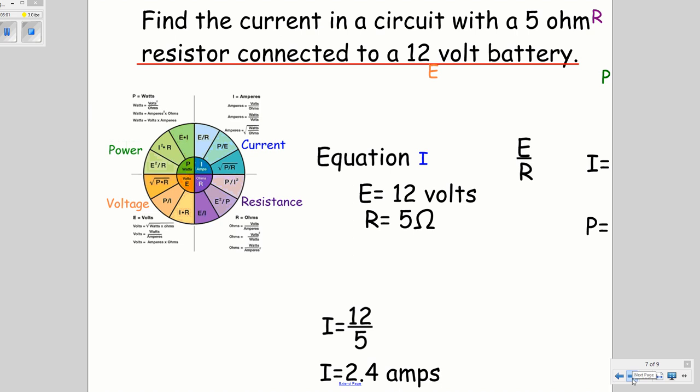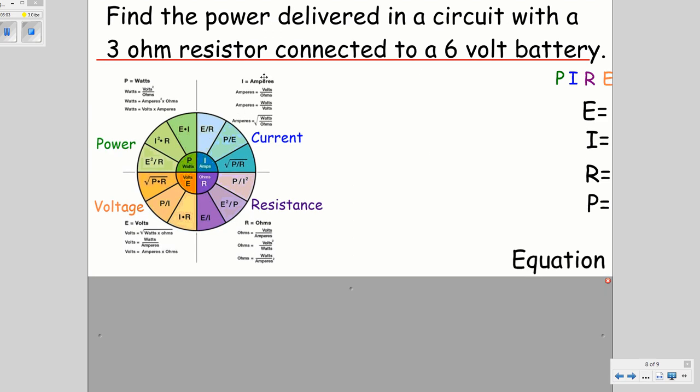Okay, let's try one last example. Find the power delivered in a circuit with a 3 ohm resistor connected to a 6 volt battery. So we're going to start off the same way with labeling. We've got a 3 ohm resistor, 6 volts, electromotive V. So there's the E, electromotive. This time we're going to be using the P because we're trying to find power. So we look over towards the P, power in watts. And then we look for what formula that one is.